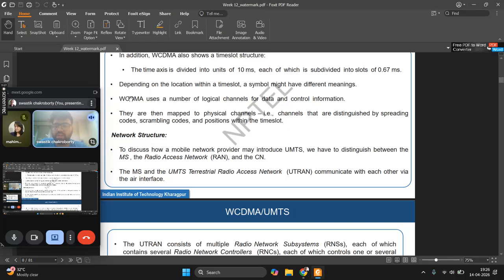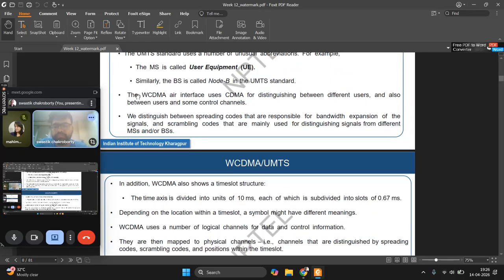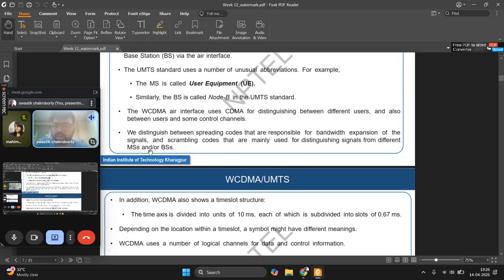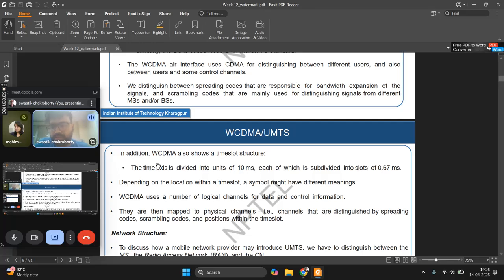So the WCDMA air interface has mobile stations, which are called user equipment or UE, and base stations, which are called node Bs. In addition, WCDMA also has a time slot structure. The time axis is divided into units of 10 millisecond, each of which is subdivided into slots of 0.67 millisecond. So it is doing joint code and time division multiplexing.